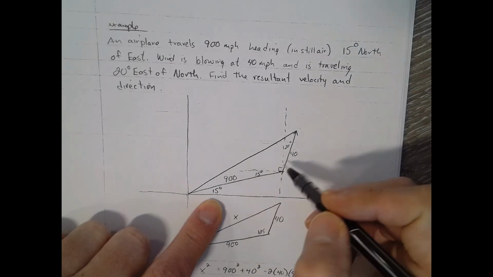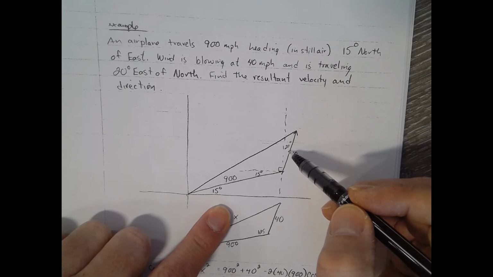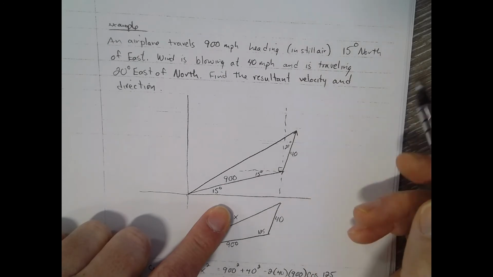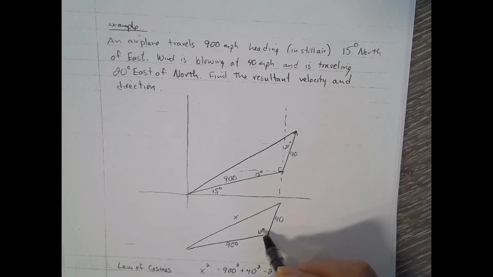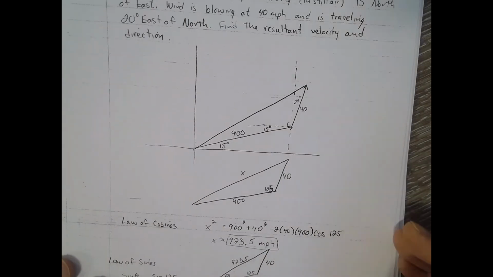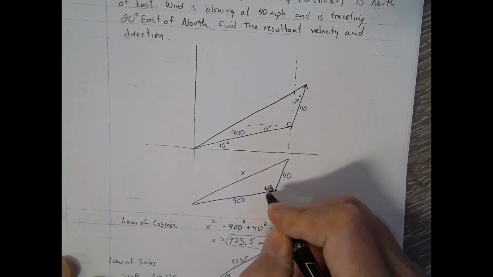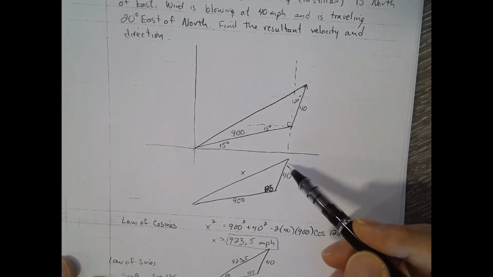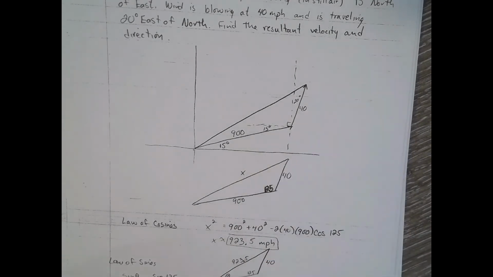I've got a 90-degree angle right here, and this 20 degrees is what was given, 20 degrees north. So these all add up to be 125 degrees. That's a 125. Looks like a 65, 125. Okay, so this is 40, that's 900. So that's enough information to find the resultant magnitude using the law of cosines.